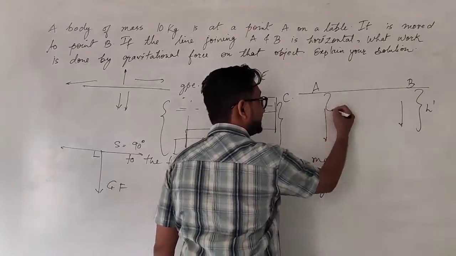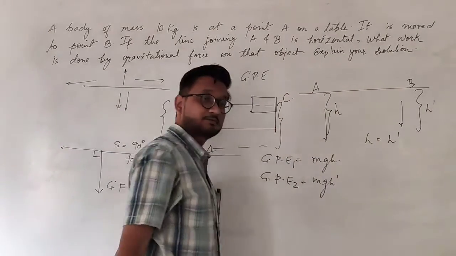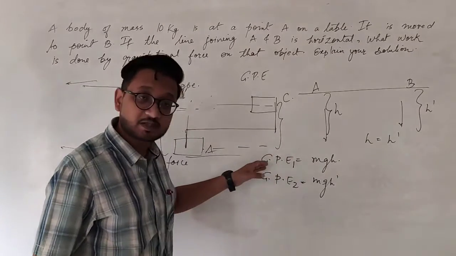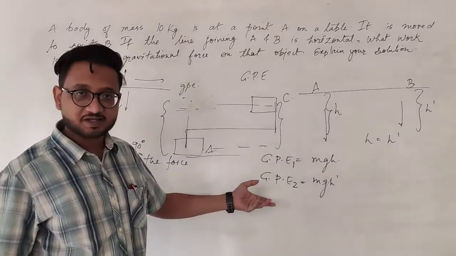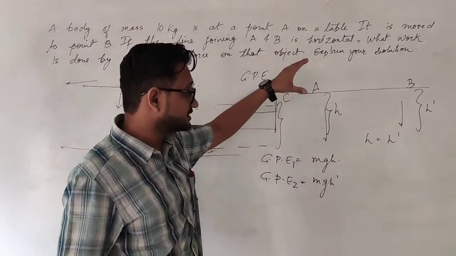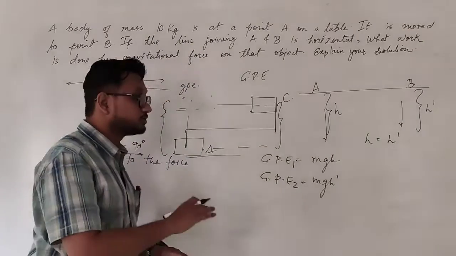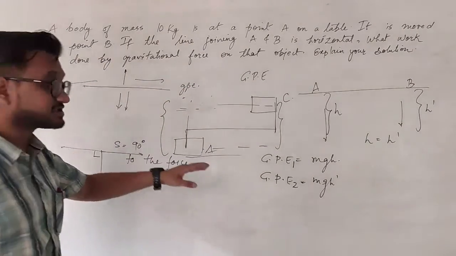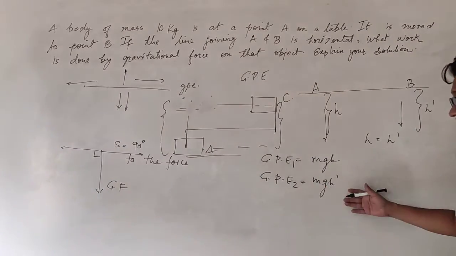That means height h and height h dash, they are equal, which means that gravitational potential energy 1 and gravitational potential energy 2, they both are equal, they both are same. So if the object is kept at A or B, it doesn't make any difference. Okay? So no work is done by the gravitational force if the object is moved from point A to point B. And this is your solution.